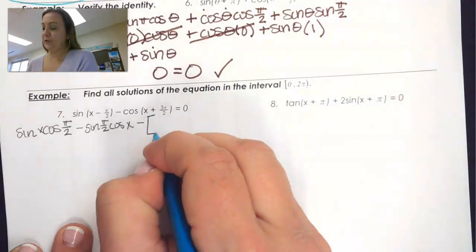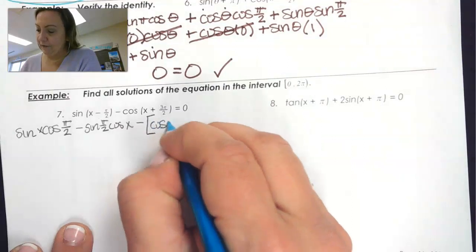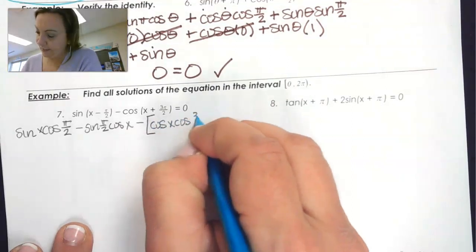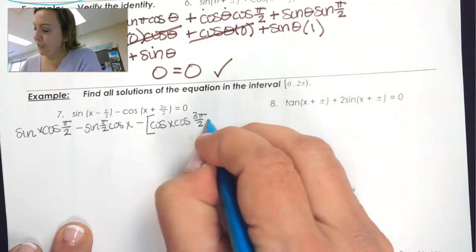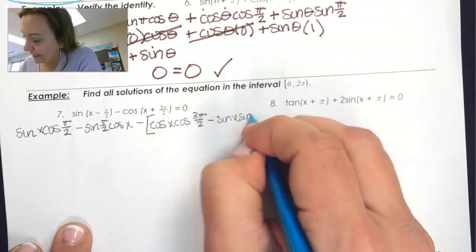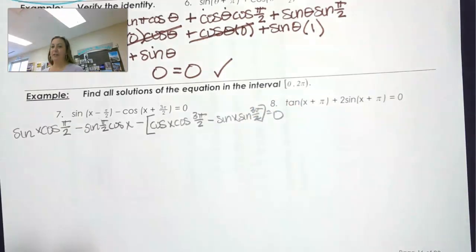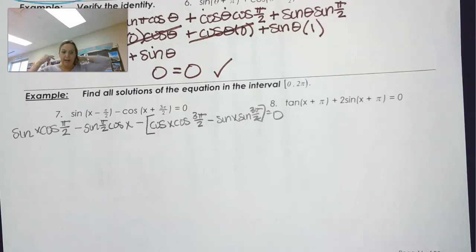Now we're going to use the sum rule for cosine. And that's where we take cosine of the first times cosine of the second. And we change the sign, minus sine of the first times sine of the second. Okay, sorry about that. All right. Now we can start evaluating.